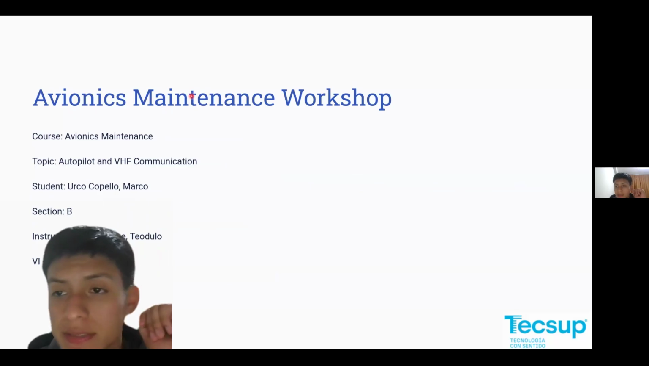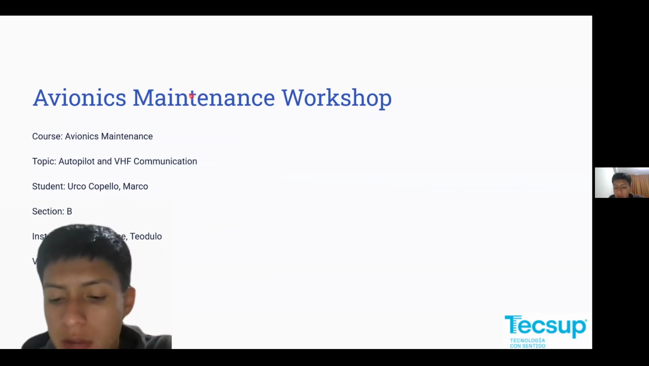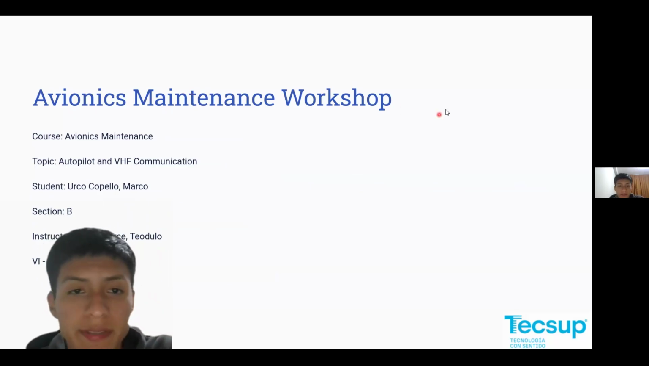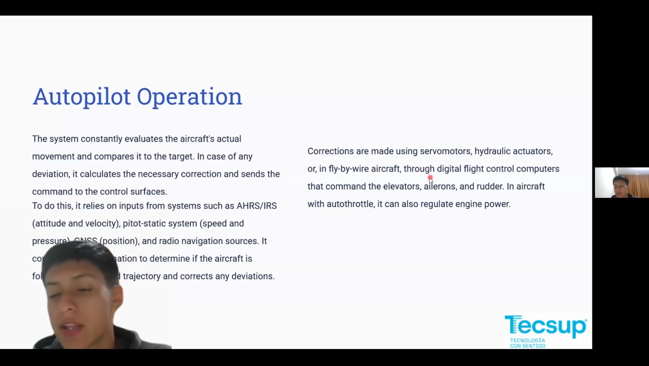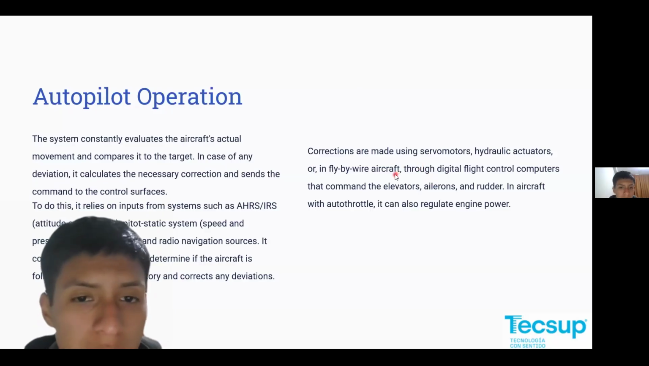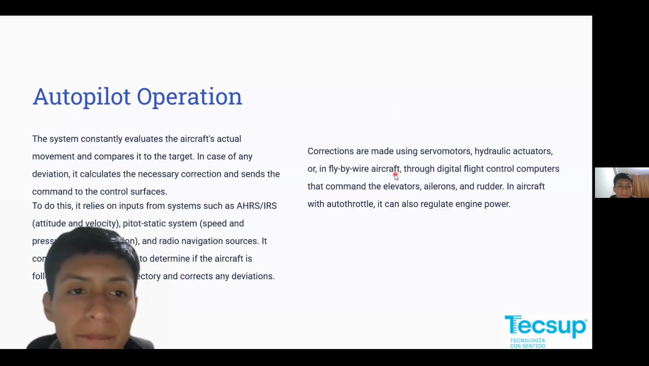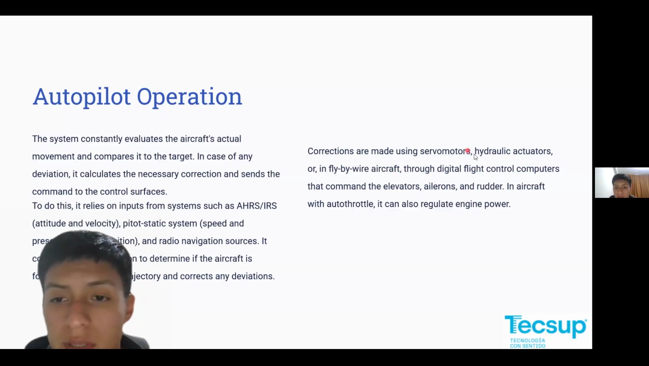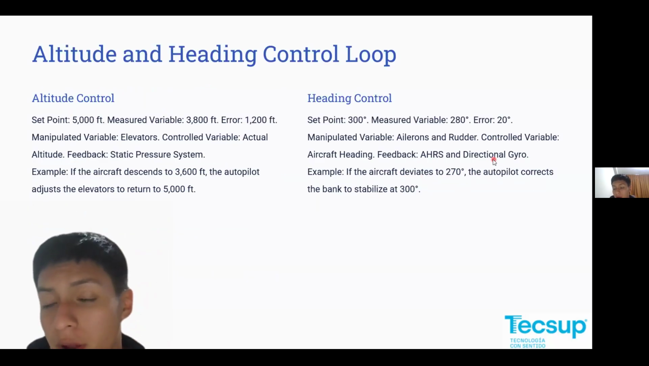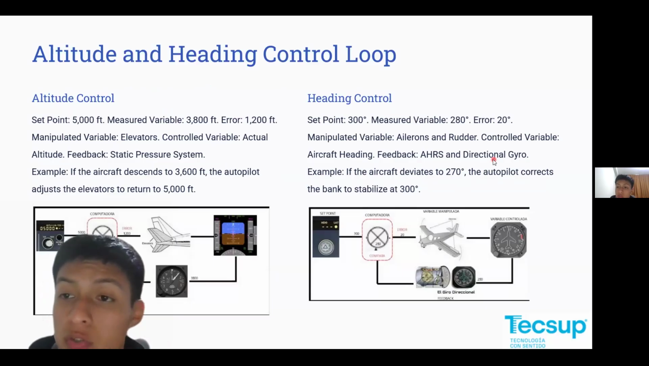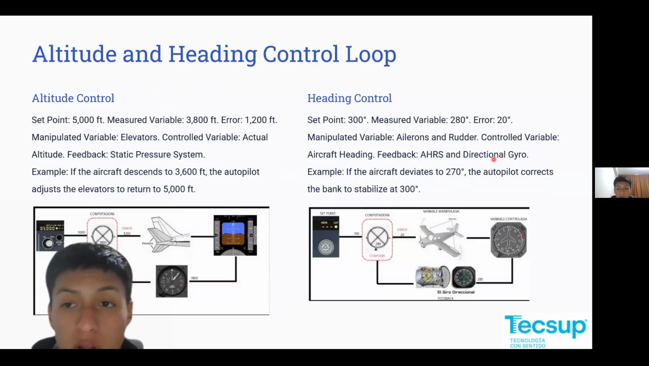The workshop number one is the autopilot and VHF communication. What is it? The operation of the autopilot. In this case, for example, it is a case of the use of closed loop controls, for example, in altitude control.